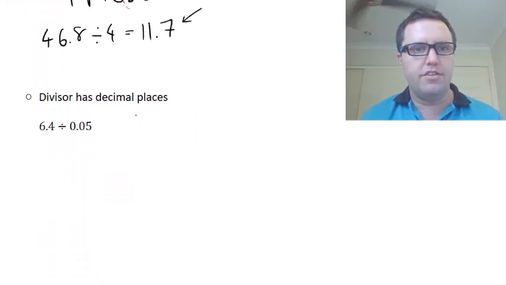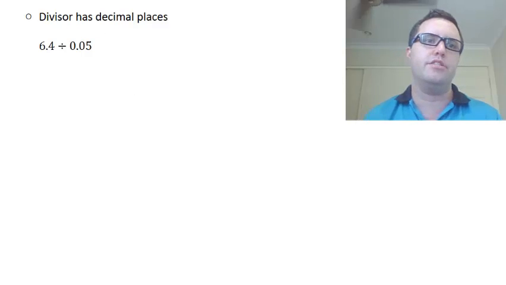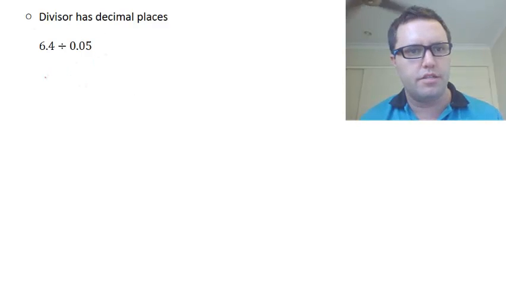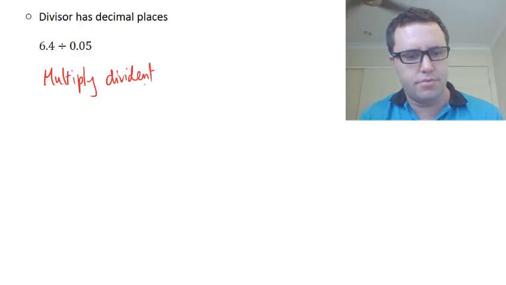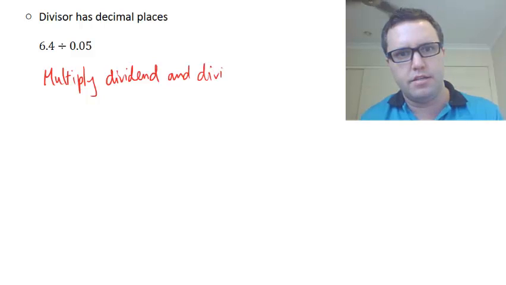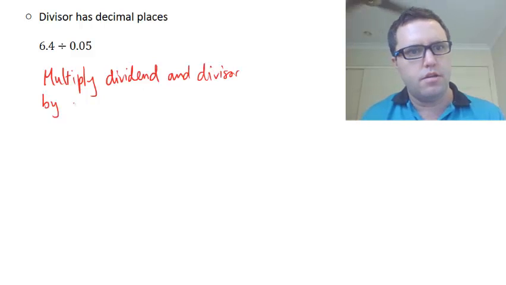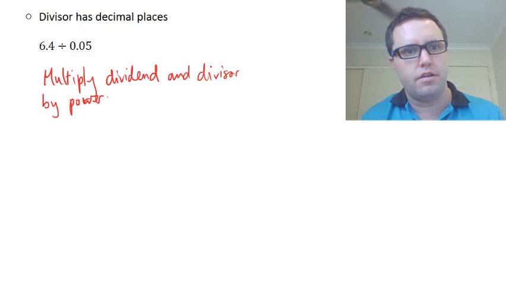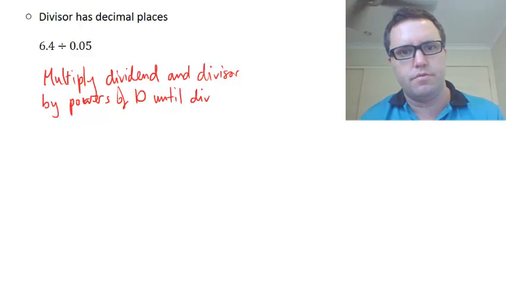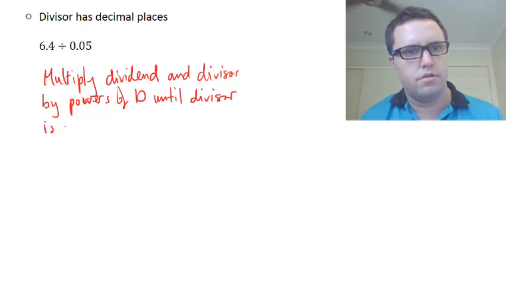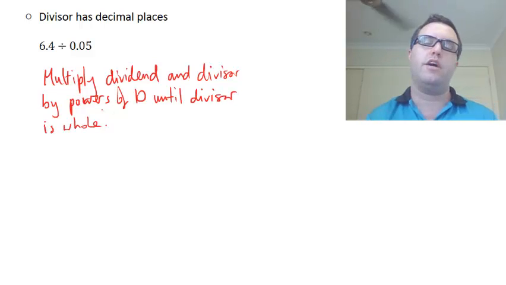If the divisor has decimal places, there's something we need to do. First, we must multiply the dividend and divisor by powers of 10 until the divisor is whole. Until the divisor is a whole number.